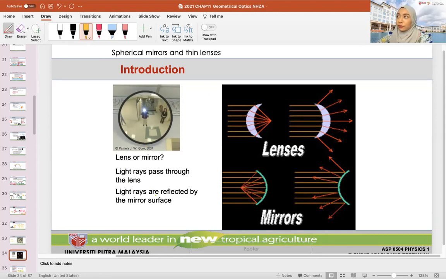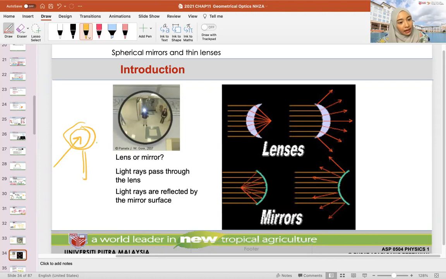What else? What do you call the one detectives use? Magnifying glass. Yes, magnifying glass. Thank you. And so those are lenses. The light can pass through those glass.